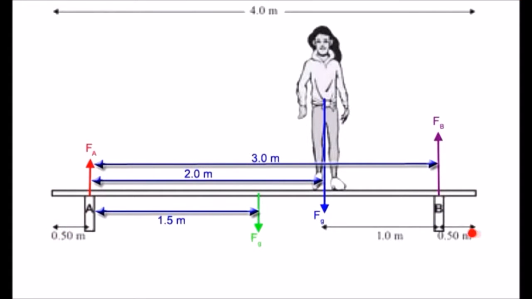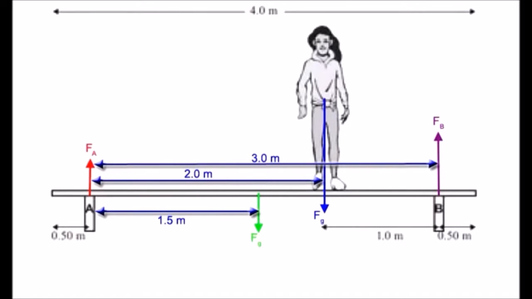This length right here is 1, and then each of these pieces here is half, right? So go through and see if you agree with all of the different measurements that I've added in. See if you can understand why those are the measurements.